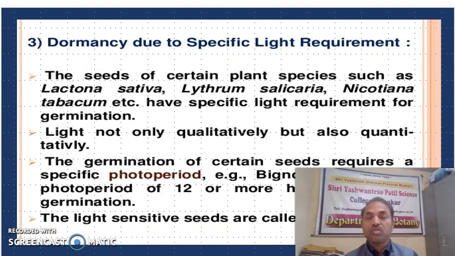Dormancy due to specific light requirement. The seeds of certain plant species such as Lactuca sativa, Lythrum salicaria, Nicotiana tabacum, etc. have a specific light requirement for germination. The light requirement is not only qualitative but also quantitative. The germination of certain seeds requires a specific photoperiod. Example: Bignonia requires a photoperiod of 12 or more hours for seed germination. The light sensitive seeds are called photoblastic.